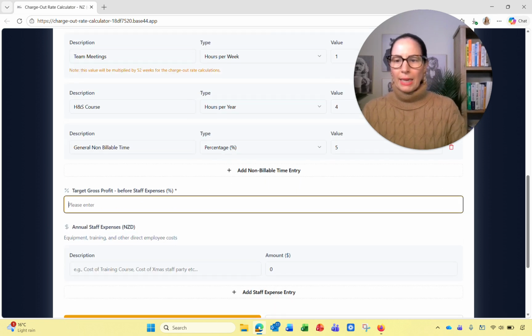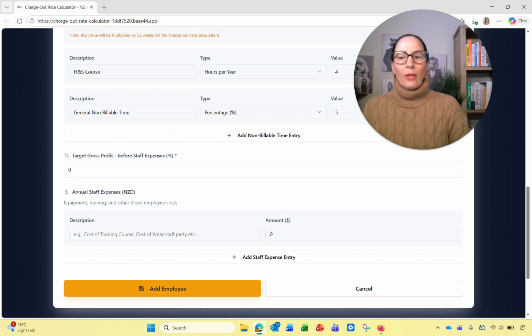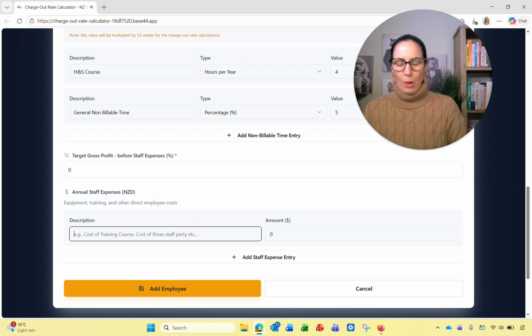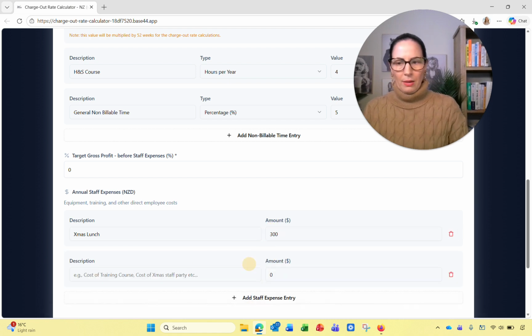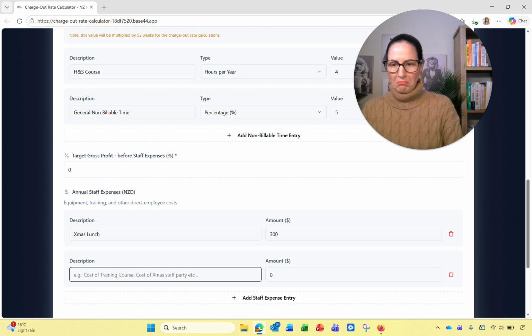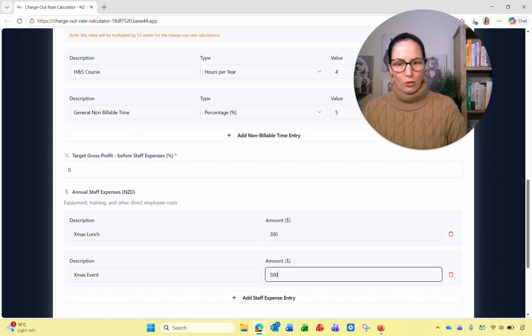Okay. So coming into here, just pretend for now we want to know what the break even is. So we're going to put 0 gross profit here, right? Now this is your staff expenses that I was referring to before. You might go the Christmas party, at the Christmas lunch. That costs $300 per head. And then you've got the Christmas event, because you do an event and lunch, and that's $500 per head.